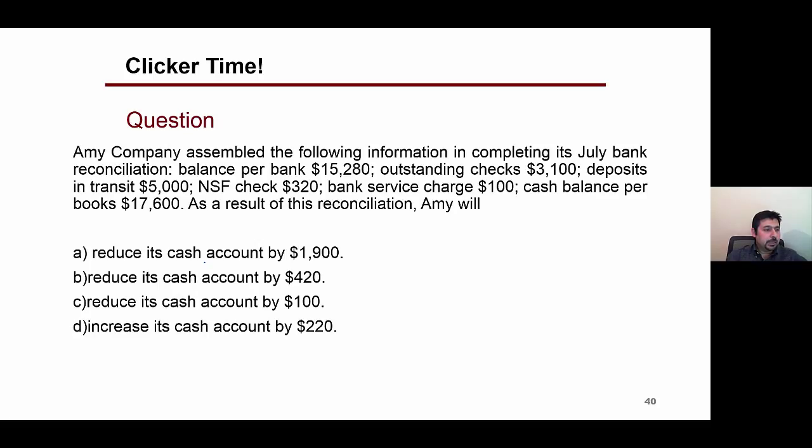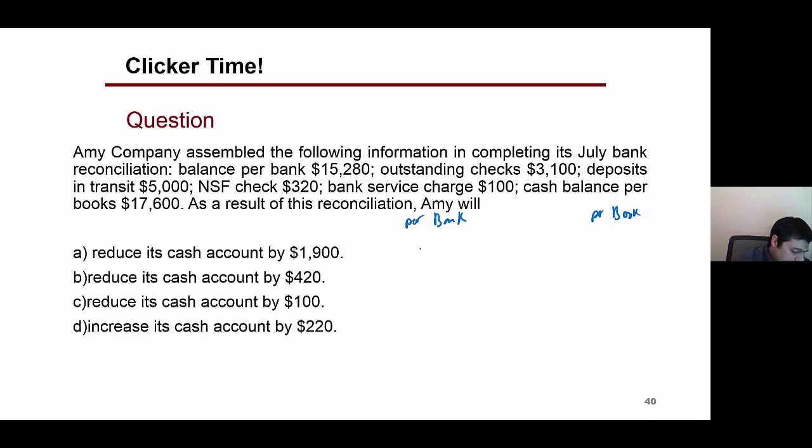Here, Amy Company assembled the following information in completing its July bank reconciliation. So here we're trying to do a bank reconciliation, and we'll see what the company has to do. In July, we have the balance per bank. Whenever you have a question like that, you have two parts. You have the bank and per books. So this is per bank and this is per company's book.